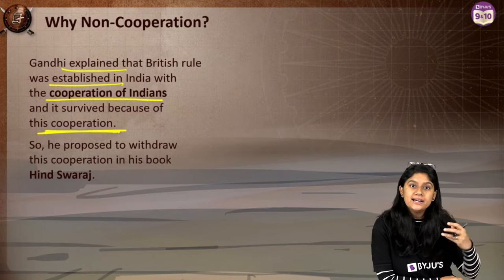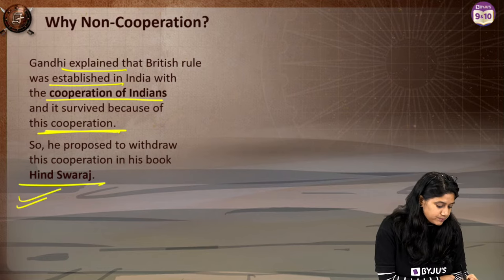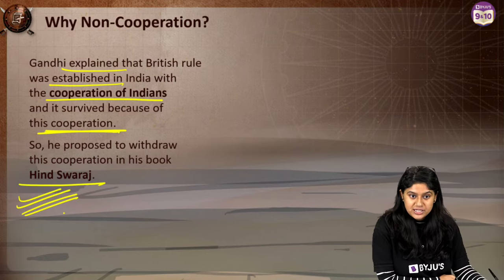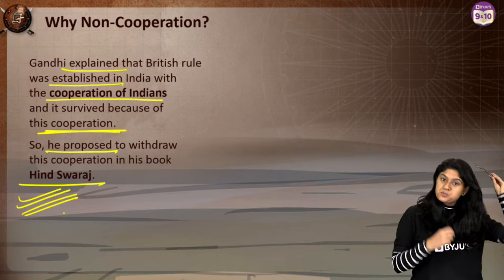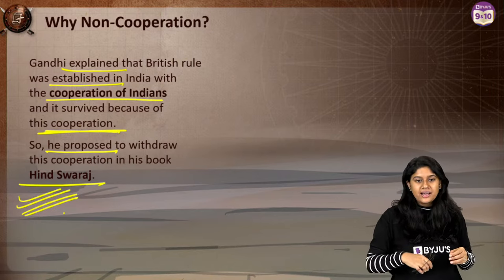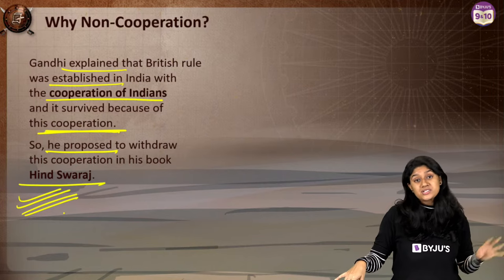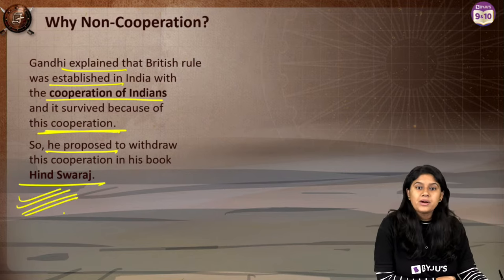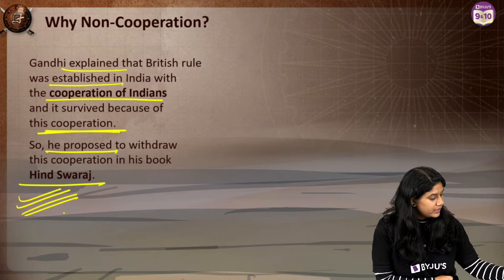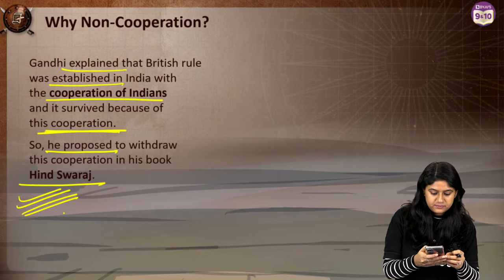So, he had this vision in his mind and he mentioned that in his very famous book, Hind Swaraj, complete independence, right? So what he did, he proposed to withdraw the cooperation, and based upon his books, learning of course, he said, let's have the non-cooperation movement. Clear? Yes, the book was written long back, but from the book, he got an idea that we should have it. Clear everyone? Are we clear with this? Okay, very good.